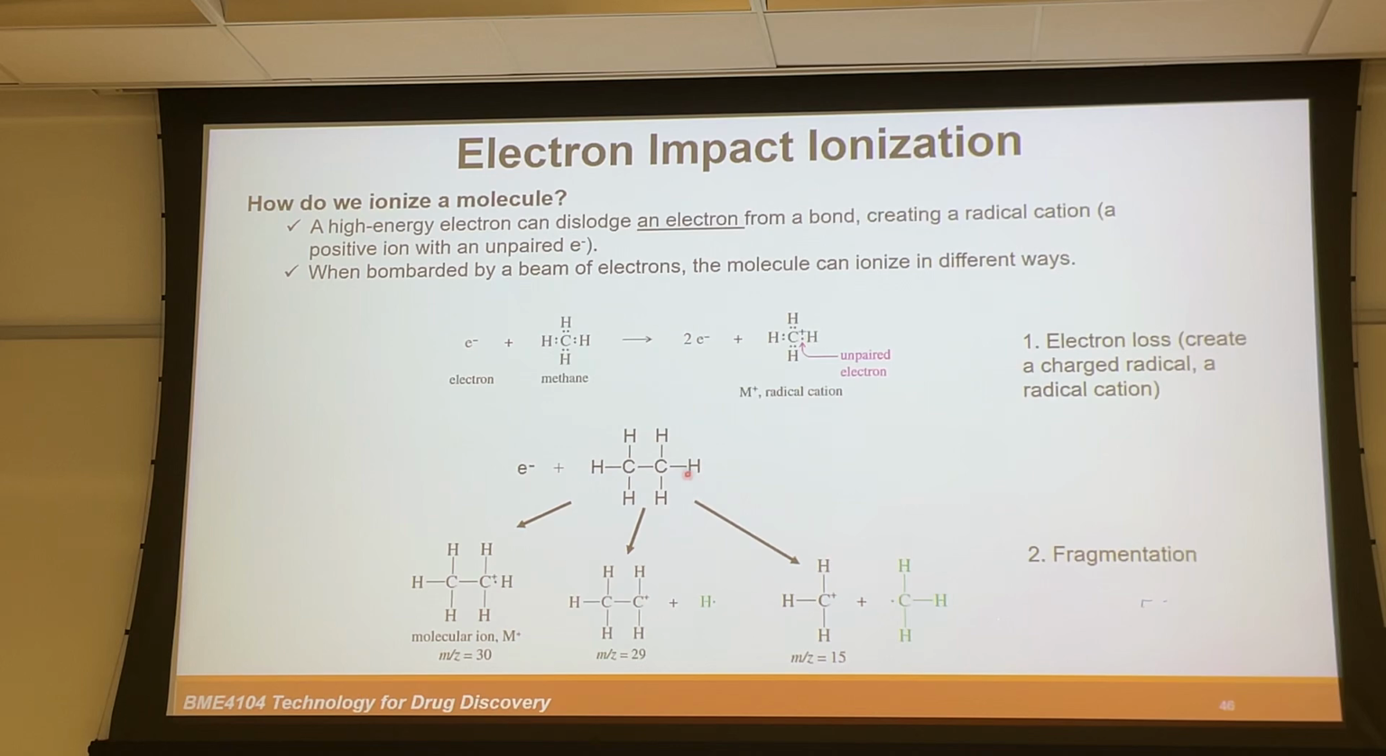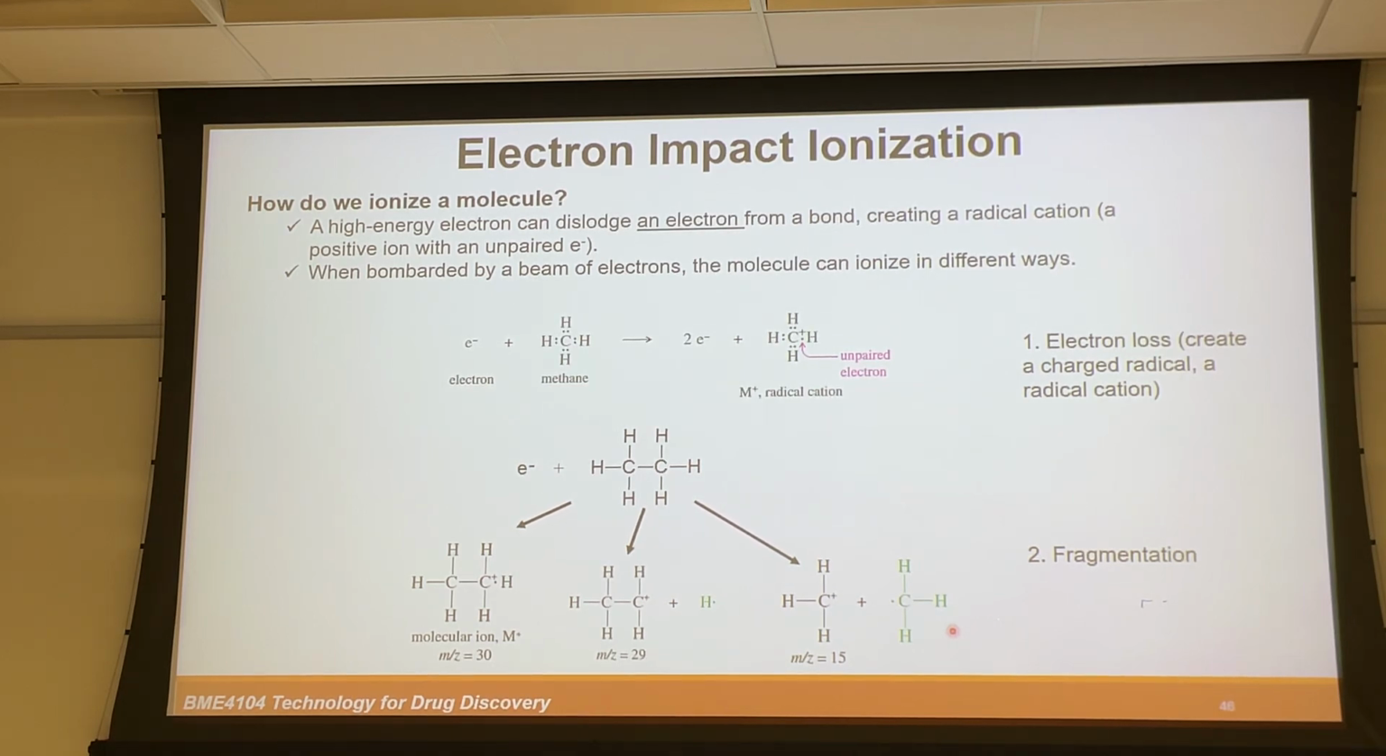For example, it can also lose a hydrogen atom here. In this way, the piece that we detect will have a slightly smaller M to Z, mass to charge ratio. So the molecular ion is 30, but this piece will be 29. You can imagine they will hit at different locations on the detector. Furthermore, it can also break up at this bond, so it will generate a 15 M to Z ratio segment, which will be collected at a different location as well.